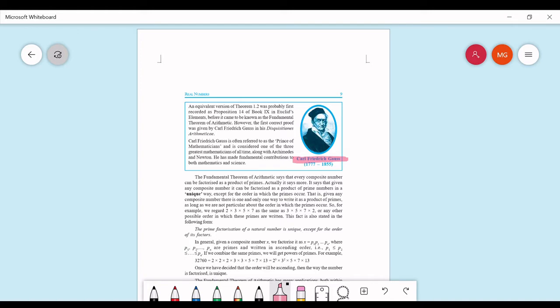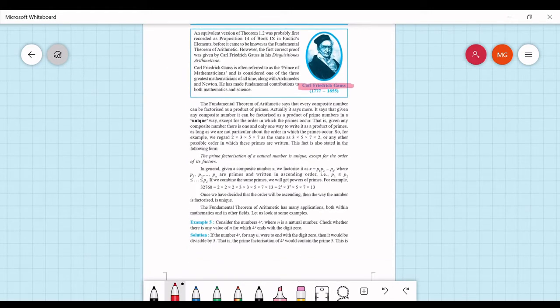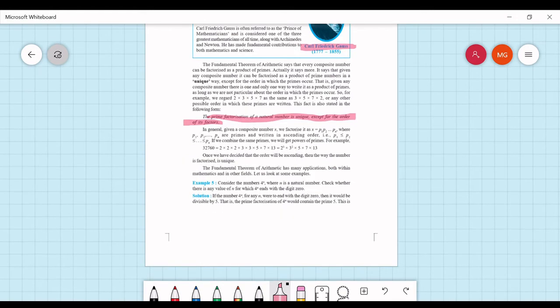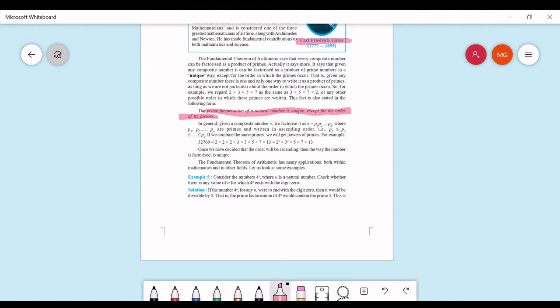Now we move on to one more interesting line that has been mentioned: the prime factorization of a natural number is unique except for its order. This is the same statement which you got in your theorem. See, we have a bigger number, 32,760. 2 multiplied by 2 multiplied by 2, that is 3 times, and 3 is 2 times, 5 once, 7 once, and 13 once.